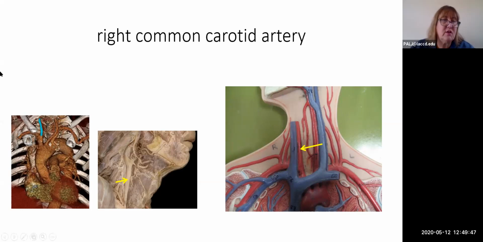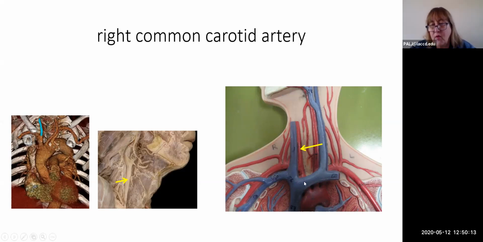Going back and looking at the arch of the aorta on the far left picture, we have the brachiocephalic trunk, and coming off the brachiocephalic trunk, we're going to have one branch going towards the upper extremity, and the other branch highlighted in blue right here, that is the right common carotid artery. So the right common carotid artery is one of the two branches of the brachiocephalic trunk.